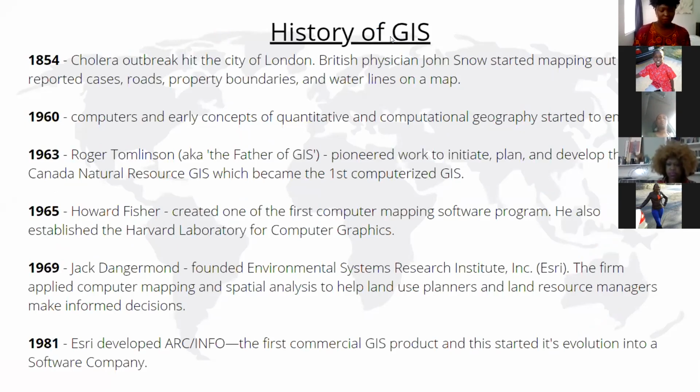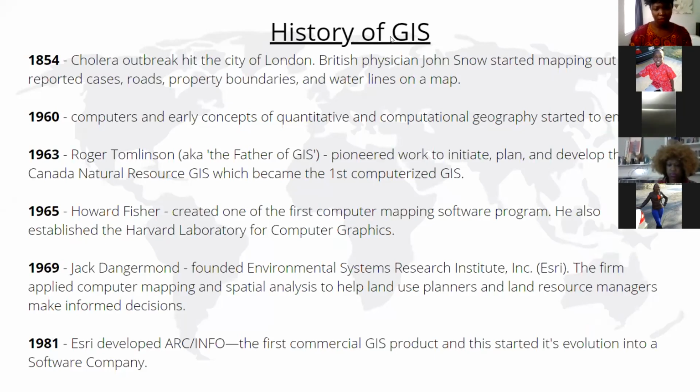The history of GIS. So GIS started as a concept. In 1859, there was a cholera outbreak in London, and John Snow was like, okay, what is this and what is going on? When he started mapping all these cases onto a map, he was able to come up with the solution. He was able to find that one water line was the one that was contaminated because all the cases were around that water line.